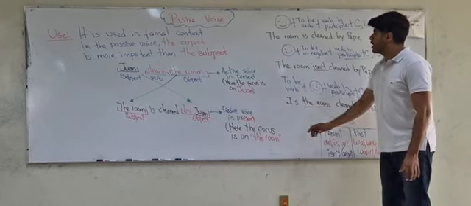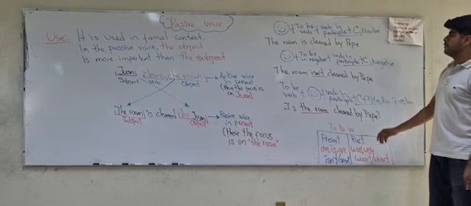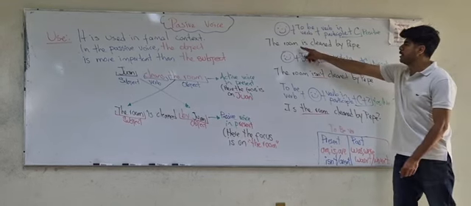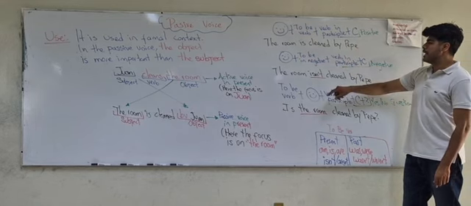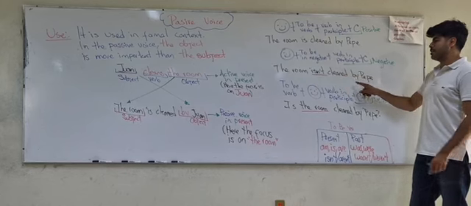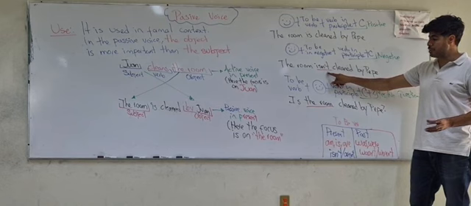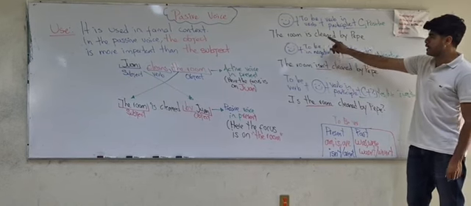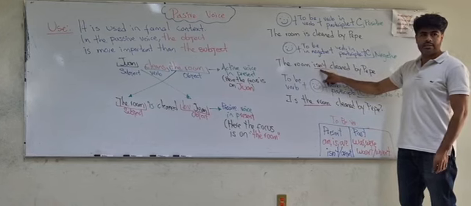Now let's take a look at these formulas. In positive, the sentence would look like this: The room is cleaned by Pepe. And this is the formula. In a negative form, the room isn't cleaned by Pepe. The only thing you have to do is use a negative form of the to be verb. In this case, the negative form of is would be isn't.